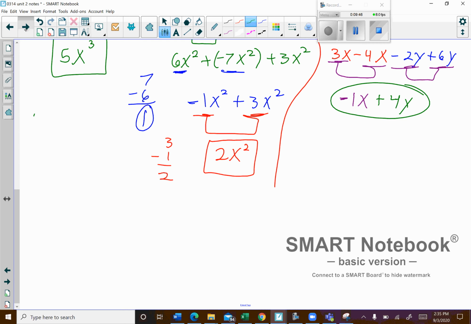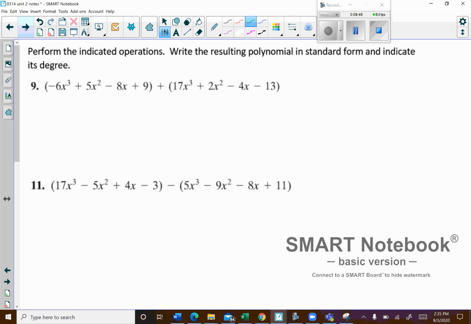Okay, so here we're going to continue what we've been doing, except that we're dealing with some bigger polynomials and more terms that we have to combine. So it says perform the indicated operations, write the resulting polynomials in standard form, and indicate the degree.